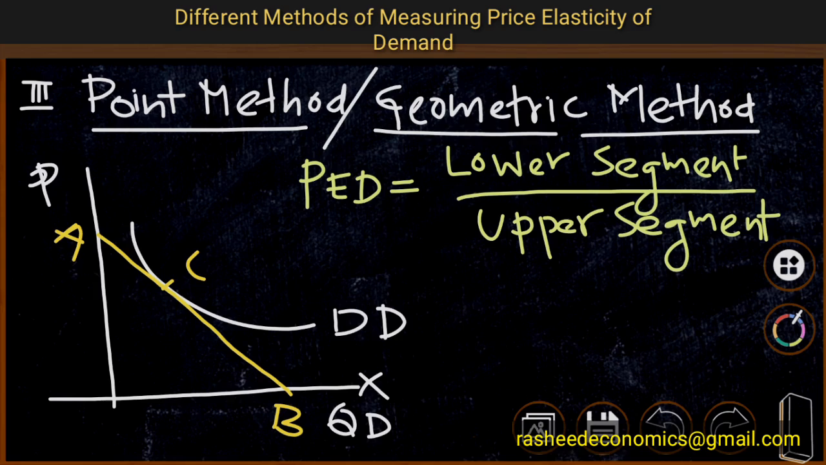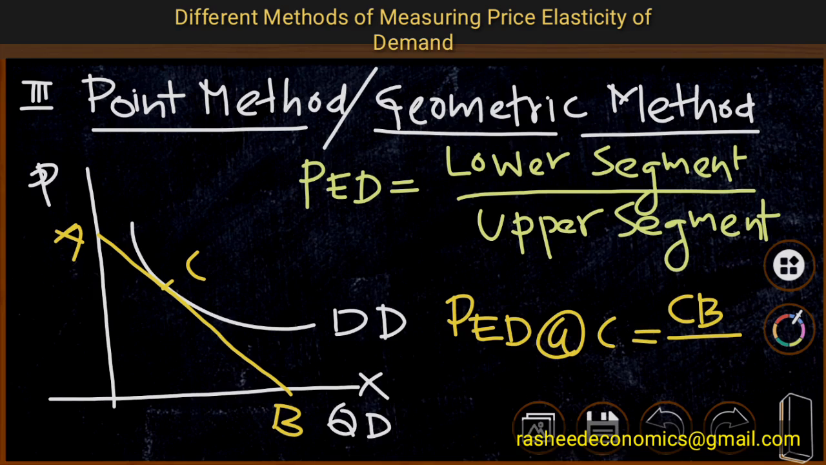Here, price elasticity of demand at point C is equal to the lower segment CB divided by the upper segment AC. Therefore, in the case of a non-linear demand curve, we can use the point method or geometric method by drawing a tangent which touches both the axes. If it is possible to draw a tangent which touches both the axes, we can measure the point elasticity of a non-linear demand curve as well.